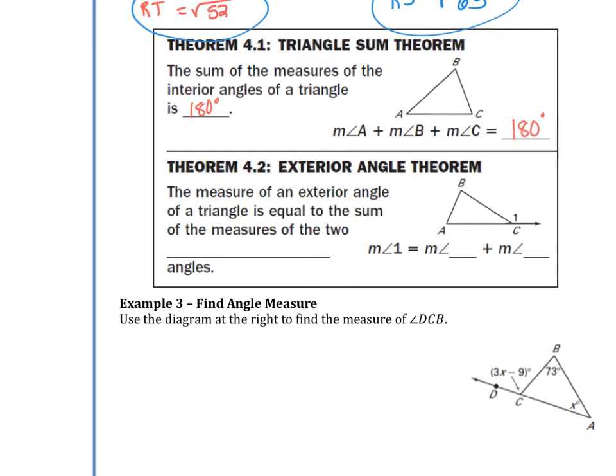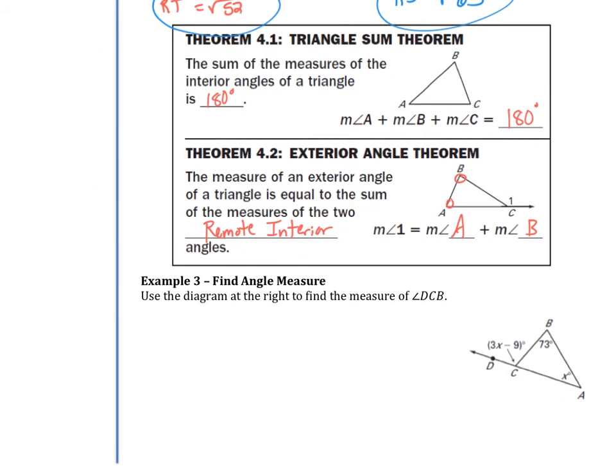The exterior angle theorem says that the measure of an exterior angle of a triangle is equal to the sum of the measures of the two remote interior angles. So remote interior means non-adjacent. So like angle 1 is equal to the measure of angle A plus the measure of angle B. So you take the two angles that are not next to angle 1. So angle 1 is equal to angle A plus angle B.